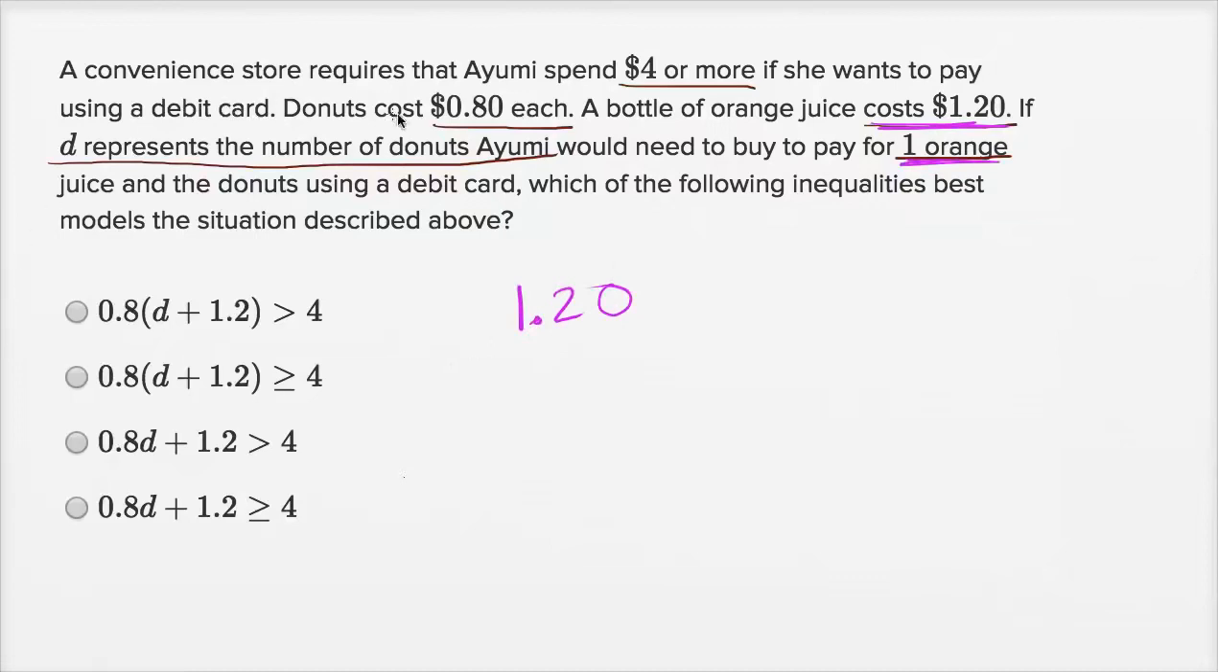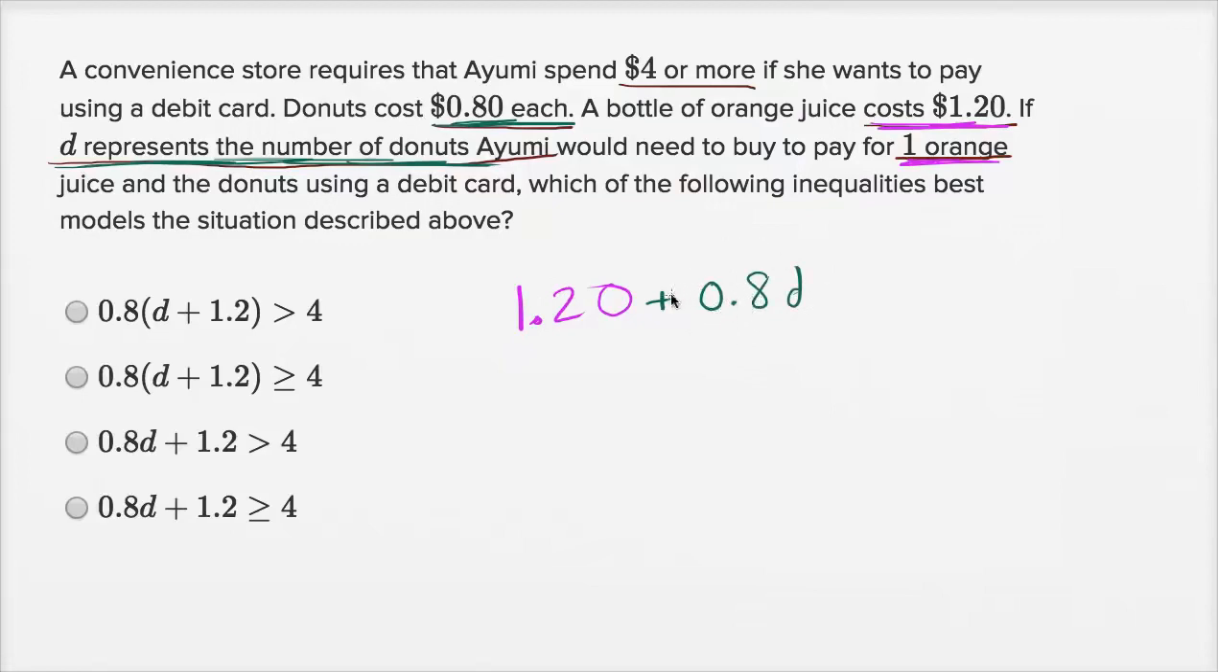Well, the donuts are 80 cents each, and D is the number of donuts. So she's going to spend 80 cents times D, or 0.80D. We could write it like that, or we could just write this as 0.8D. So this is what she's spending on that one orange juice. This is what she's spending on the D donuts.